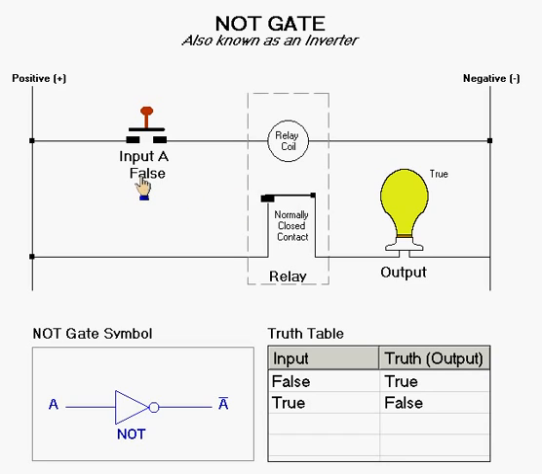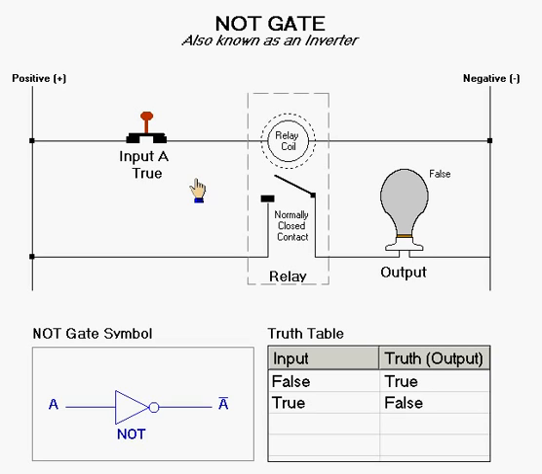If you observe switch A, you will see that it is currently open, representing the input of false. In this state, current will not flow through the switch. But now observe switch A. It is now closed. This represents an input of true. In this state, current will flow through the switch.